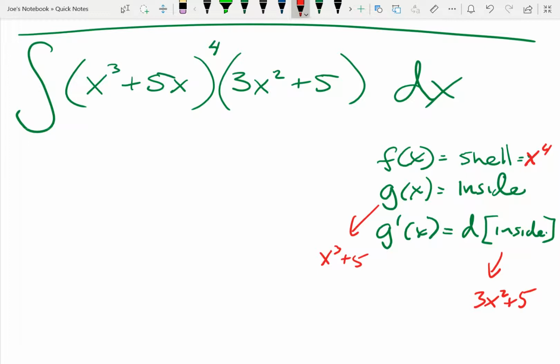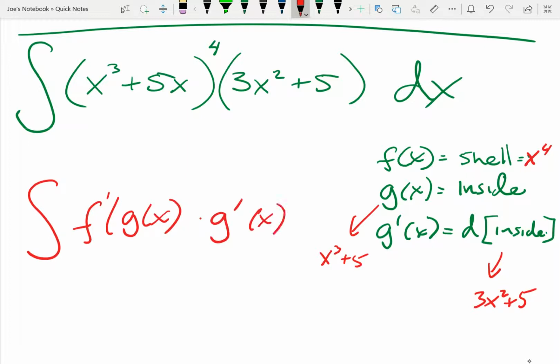We have a shell function, we have an inside, and we have the derivative of the inside being multiplied. Does this fit the pattern? Yes, you've got the perfect pattern. This is the pattern I'm talking about: f prime of g of x multiplied by g prime of x. And remember, that's the derivative of the composite function.